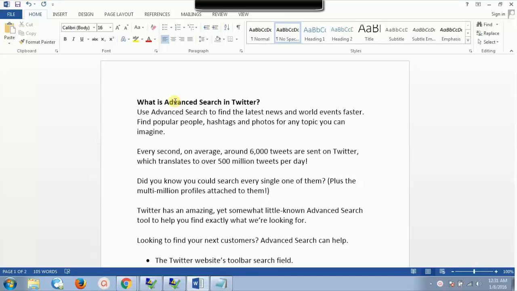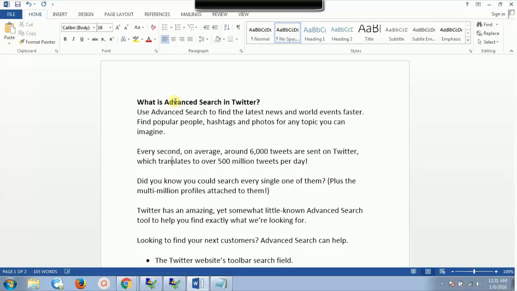Do you know that every single second, on average, around 6,000 tweets are sent on Twitter, which translates to over 500 million tweets per day? Also, did you know that you could search every single one of them, plus the multi-million profiles attached to them as well? Twitter has an amazing yet somewhat little known advanced search tool to help you find exactly what you are looking for. The majority of digital marketers are not aware of this and are not using it in a proper way.